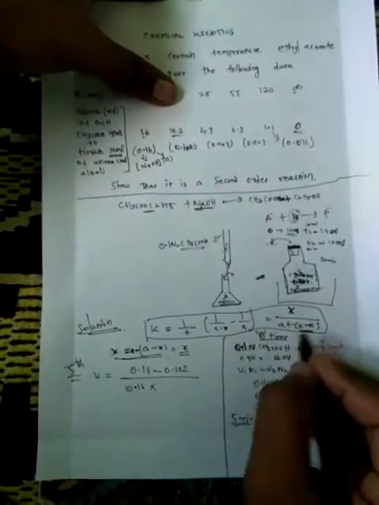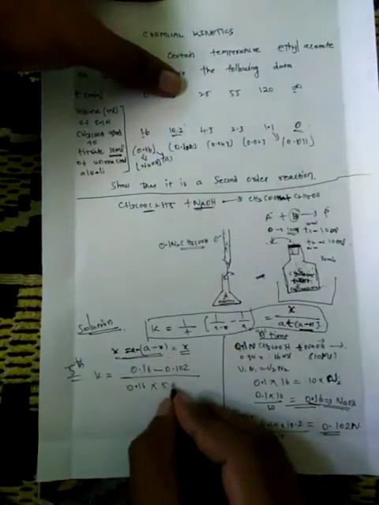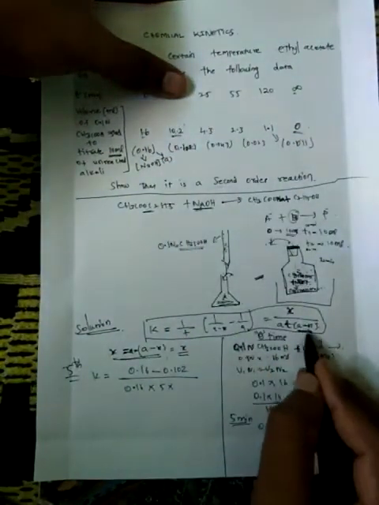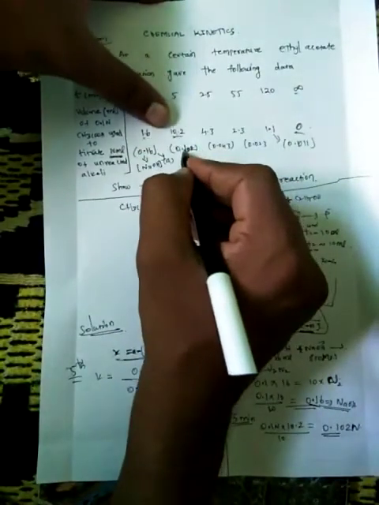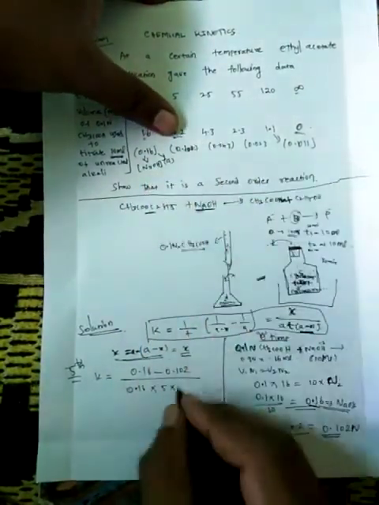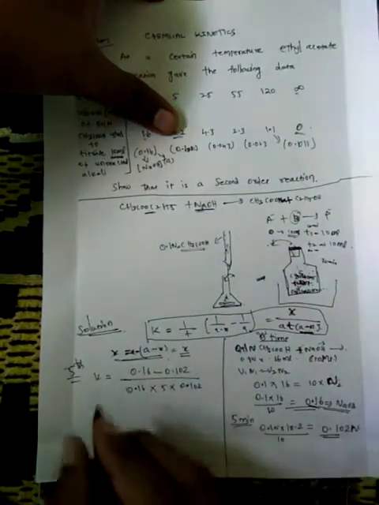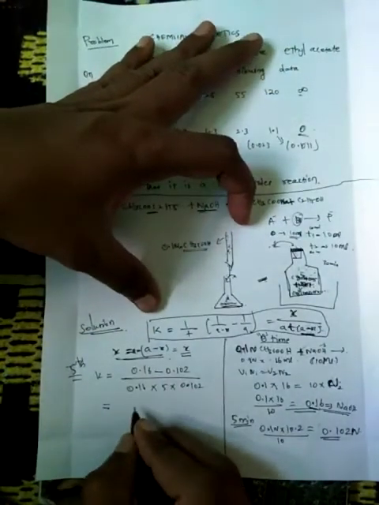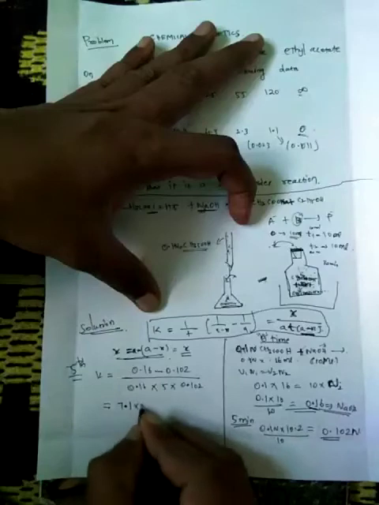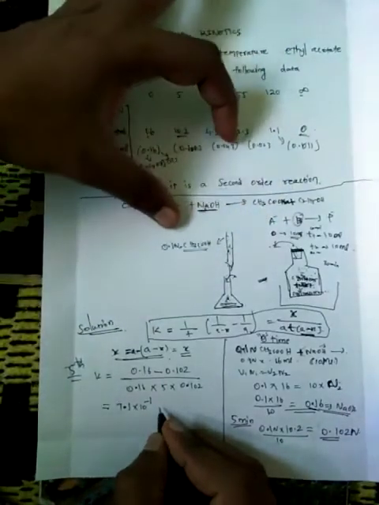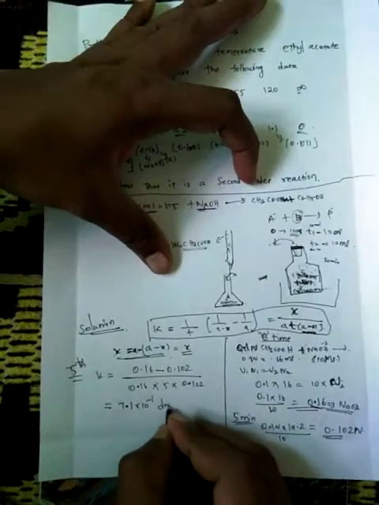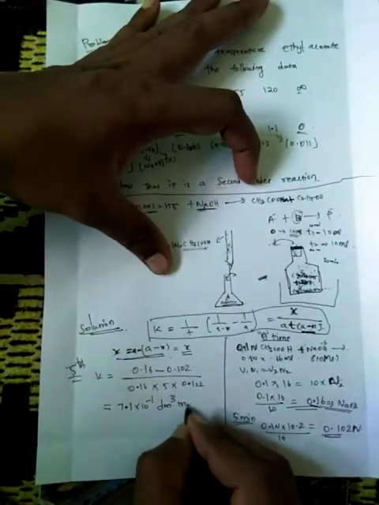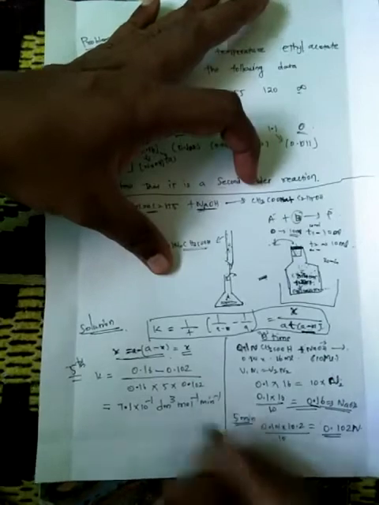Into time t, which is the fifth minute, and A minus x at the fifth minute, the unreacted amount, is 0.102. So if you work out, you will get 7.1 into 10 power minus 1. The unit for the second order rate constant is decimeter cube, mole inverse, minutes inverse. So this is the rate constant at the fifth minute.